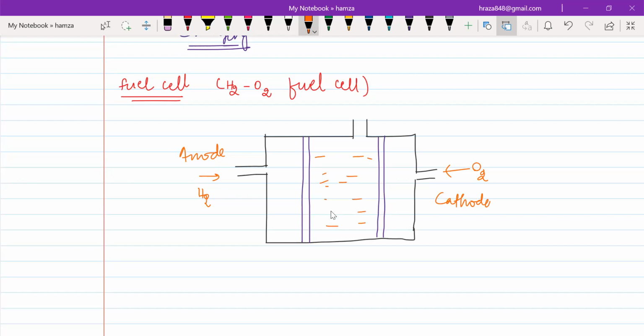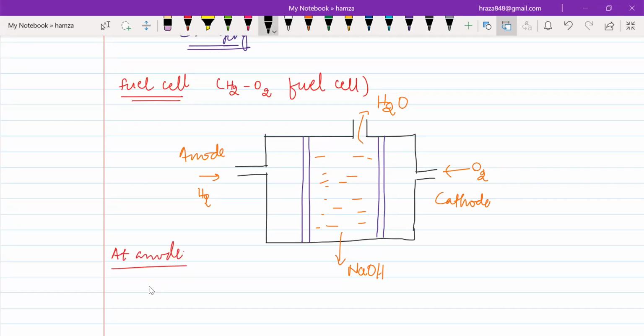Am I audible? Yes, sir. Okay, thank you. So when they combine, there will be H2O coming out from it. Now there will be oxidation and reduction. At anode, there will be oxidation.